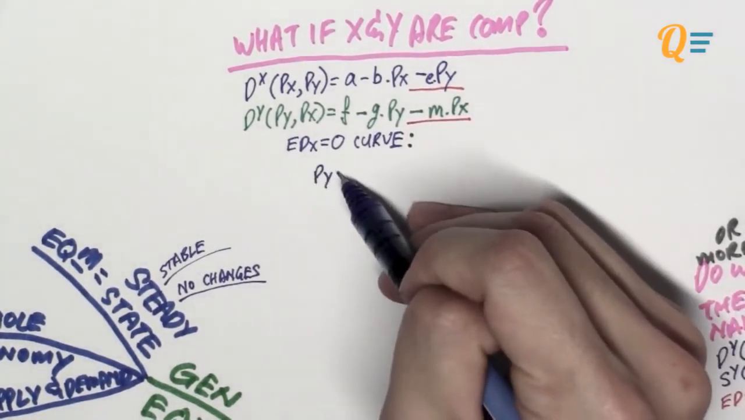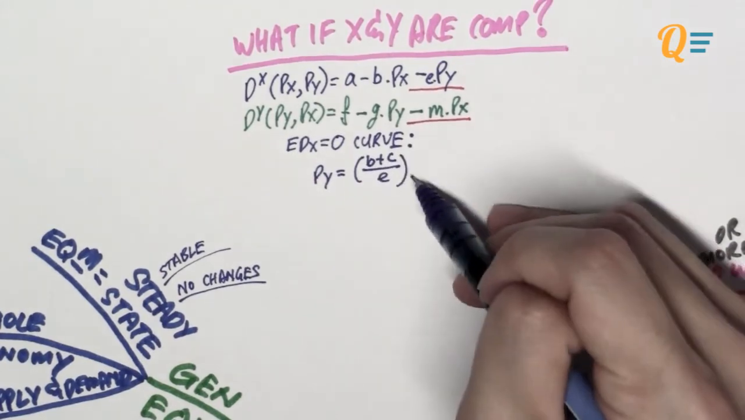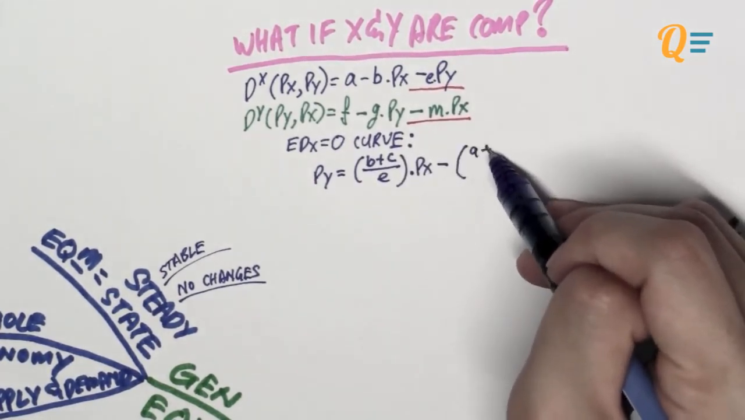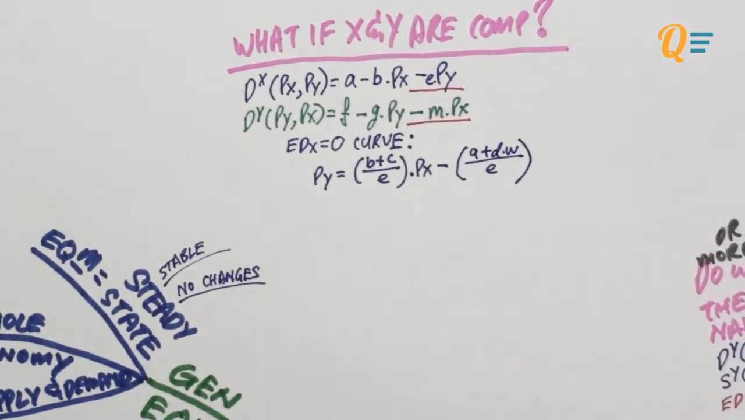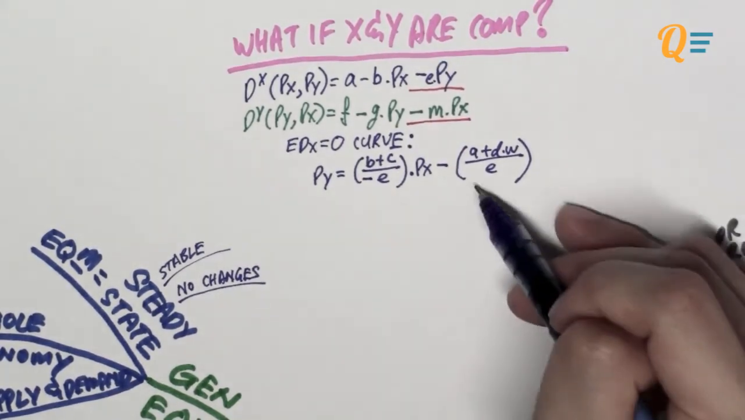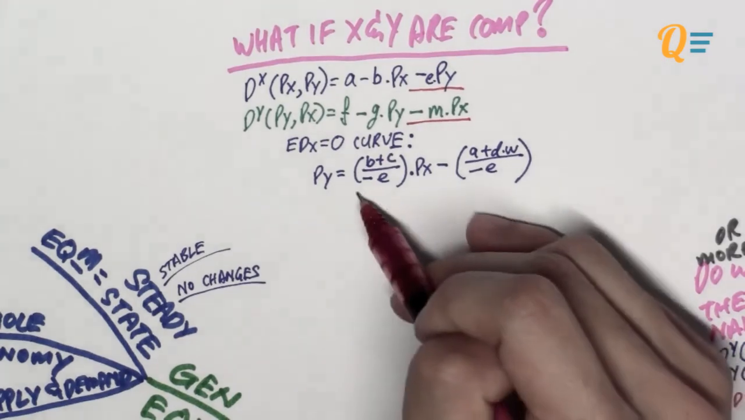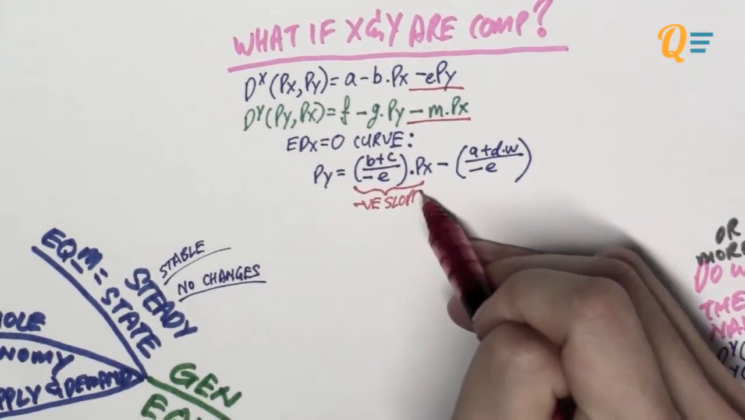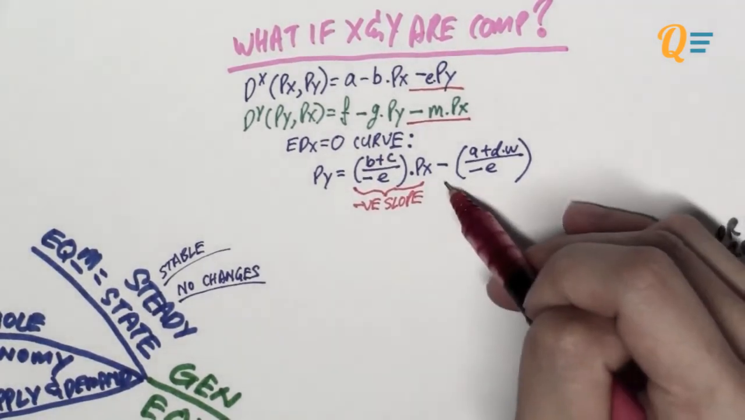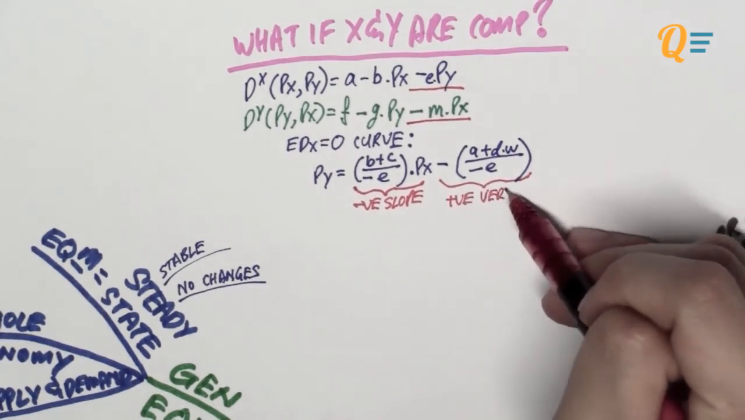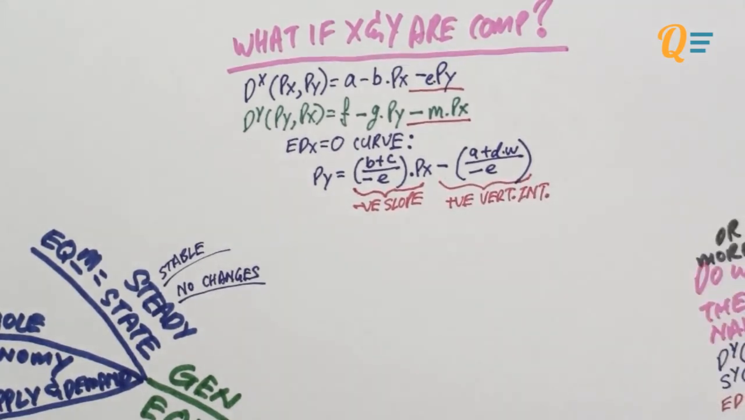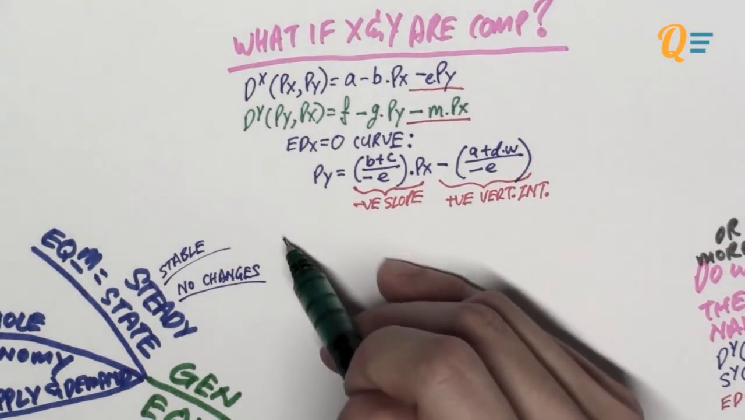So we now find our EDX equals 0 curve. We don't have to do the whole math again, just write down what we had initially. This is that linear equation, right? So what you do now is simply add a negative sign in front of E, and what you'll notice is that you have a negative slope for the EDX equals 0 curve, and you have a positive vertical intercept for the EDX equals 0 curve.